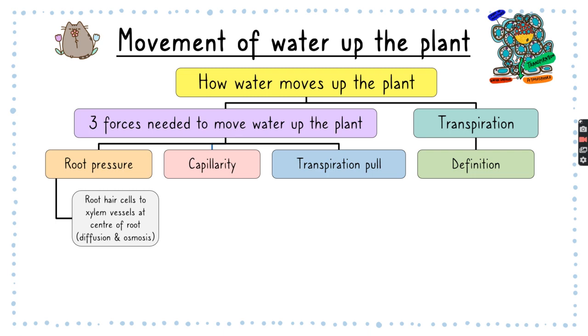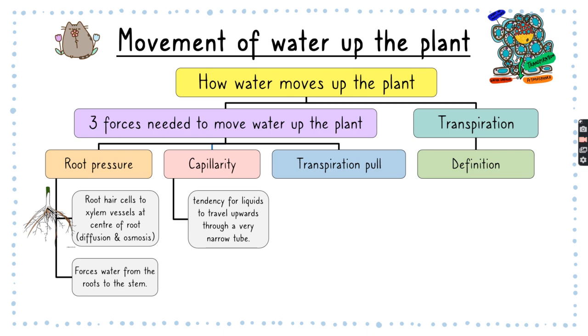So firstly, root pressure. This happens when you have root hair cells and they are actually absorbing water. And because the root hair cells absorb a lot of water from the soil, this causes a pressure, and this pressure pushes water from the root hair cells to the xylem vessels, which is found at the center of the root. And this happens via diffusion and osmosis. Root pressure forces water from the roots to the stem. So it goes up a little bit.